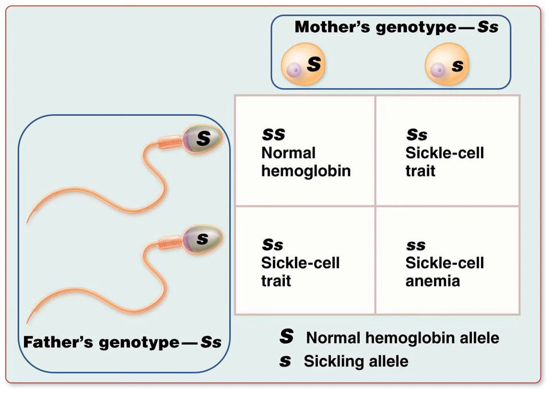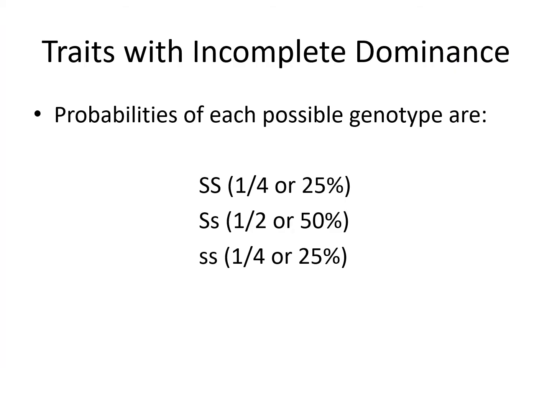Here we have the mother's genotype. She gives the child one dominant trait, the big S, and one recessive trait, the little s. The same thing with the father. In his sperm, he could donate one big S, the dominant trait, or little s, the recessive trait. If you do the cross, we're going to find that the probability of each genotype is 50% heterozygous, big S, little s, and 25% big S, homozygous dominant, or 25% homozygous recessive.